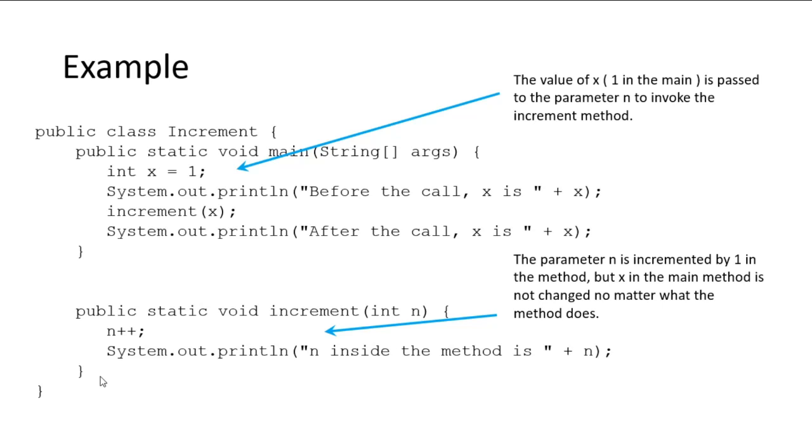At this point, when the method ends, the value of n will be lost because n is a variable inside this function, and n is not recognized inside the main function. Main function only knows x. And when we come back from the increment function, whatever is printed on screen will be the value of x, not the value of n, which means still on this line the output will be 1, not 2.